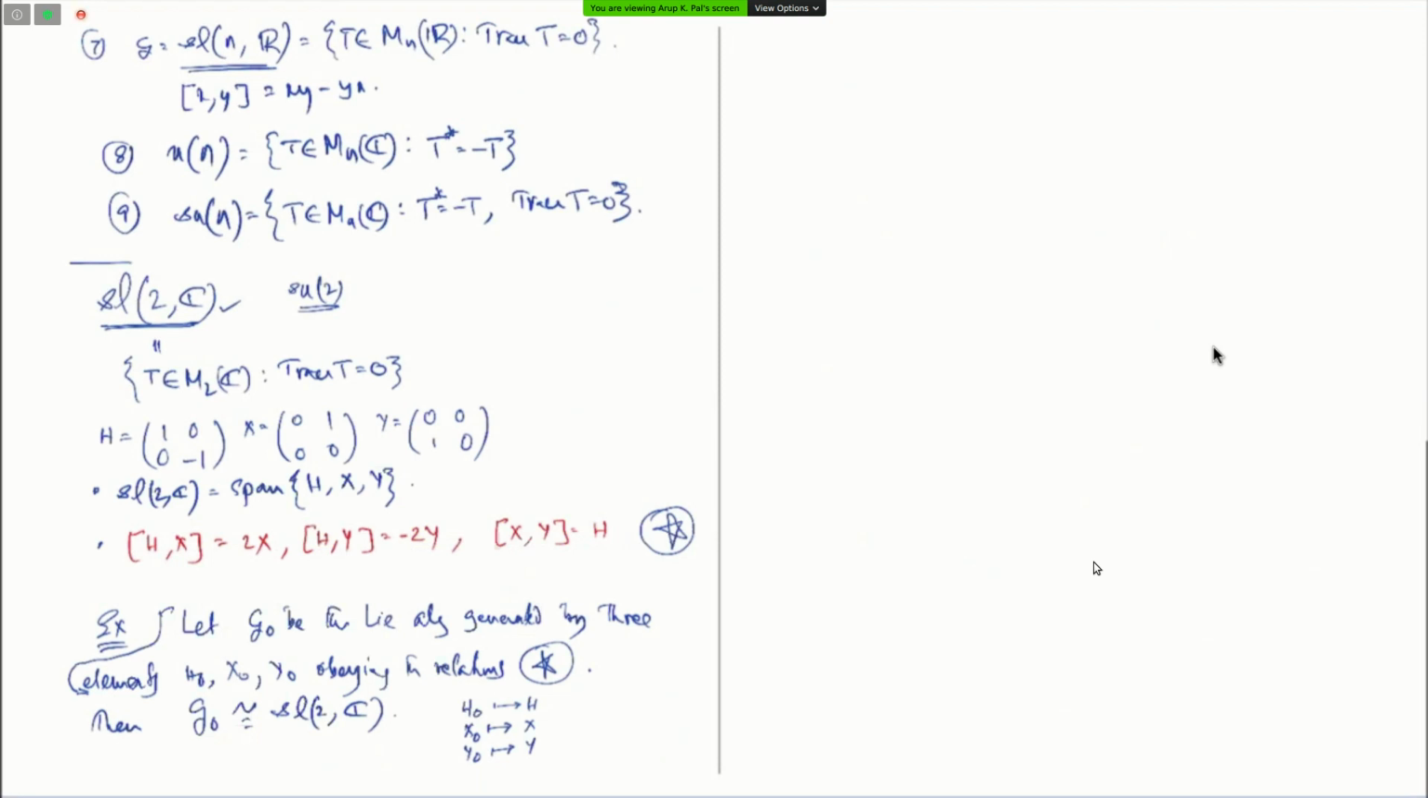Okay. So now what do we have? We have a Lie algebra. Now what is a representation of a Lie algebra? A representation of a Lie algebra on a vector space V, what is it? That would be a map phi from G to linear operators on V.